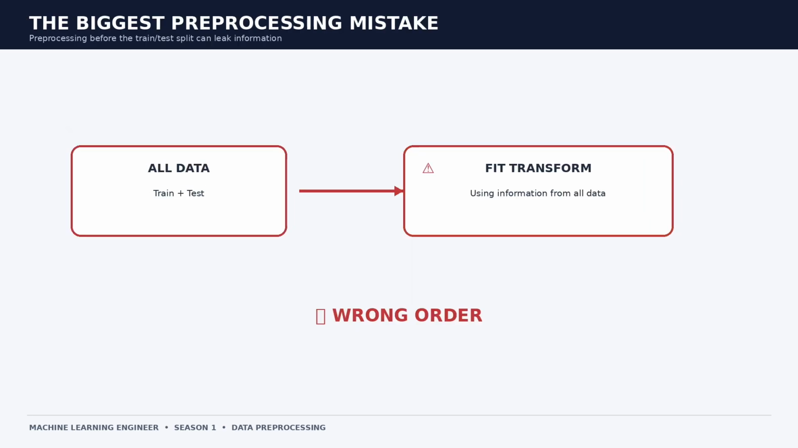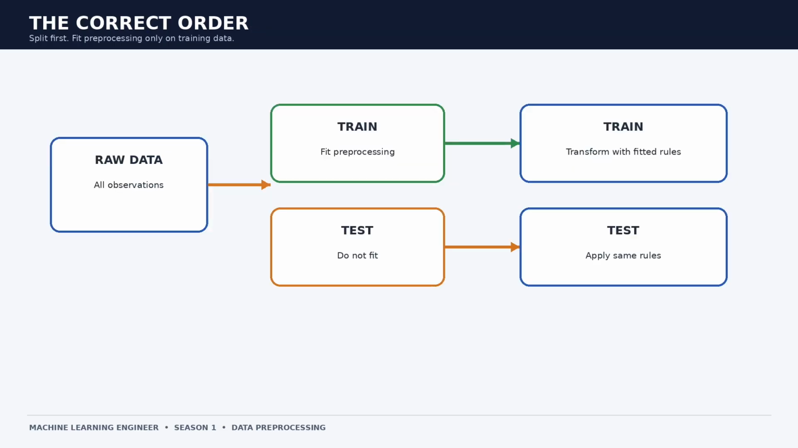Now, here is one of the most important concepts in this entire episode. You should be very careful about when pre-processing is performed. A common mistake is to pre-process the entire dataset first and only then split it into training and test data. This can cause data leakage. The safer approach is to split first, then fit pre-processing steps using the training data. After that, use those learned pre-processing parameters to transform both the training and test data. The test set should remain unseen during the fitting process.